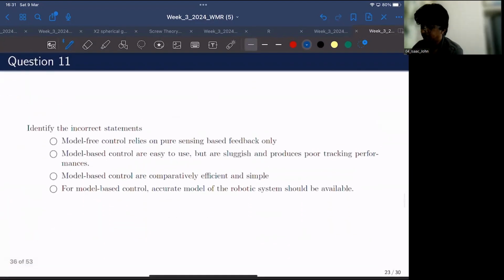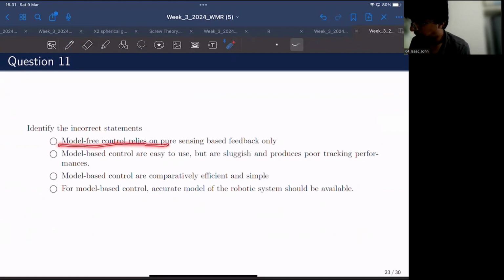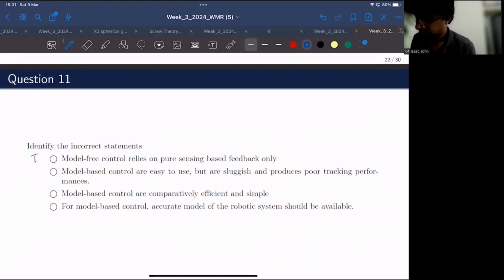Okay, now question 11 is identify the incorrect statements. So the first statement is model-free control relies on pure sensing based on feedback only. Model-free means without considering the kinematic or dynamic model, totally relies on pure sensing. So that makes sense. This is a true statement.